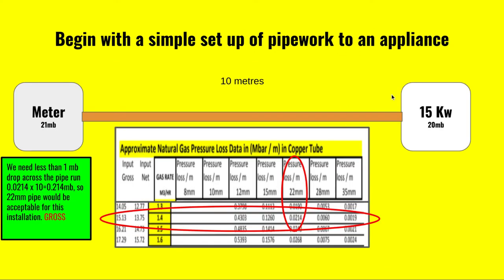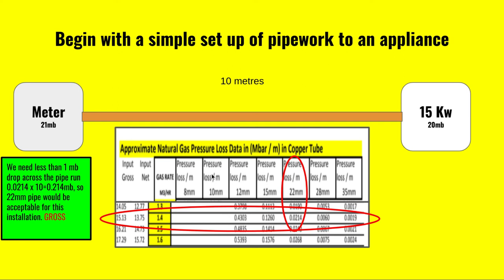So I'll begin with a simple setup of pipe which we're applying. So you can see there we've got a meter, we've got 21 millibars of pressure at the meter, then we've got a length of straight pipe, 10 metres long, going to a boiler, 15 kilowatt heat input, and it's 20 millibar. We don't want any pressure drop more than 1 millibar when it gets to the appliance. And you can see in this green box here, I've got it in gross.